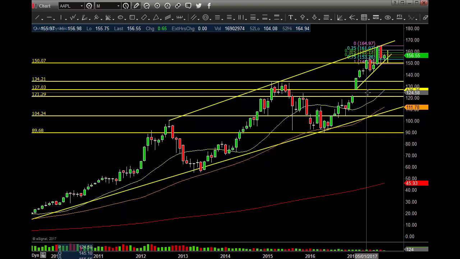And let's take a look at what happens with the markets this week and the Friday close. Watch volume, which is very important as well.